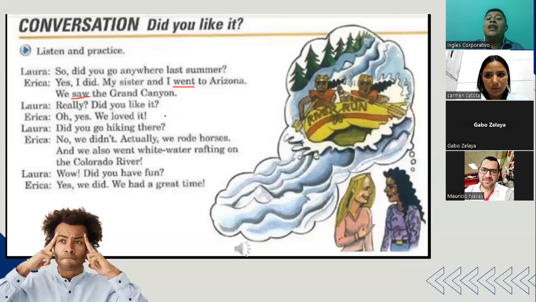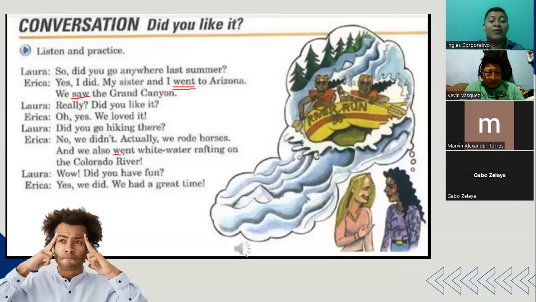Okay, so love, yes, it is a verb, but love is a regular verb. Es un verbo regular, termina en ed. Okay, gracias. Any other example of irregular verb? Love is a regular verb. Went, teacher. Yes. We have went. Okay.